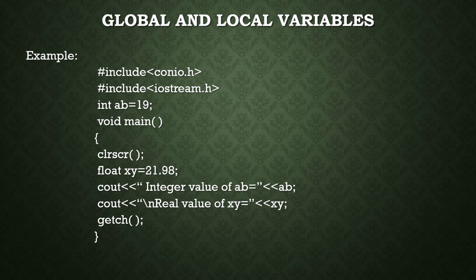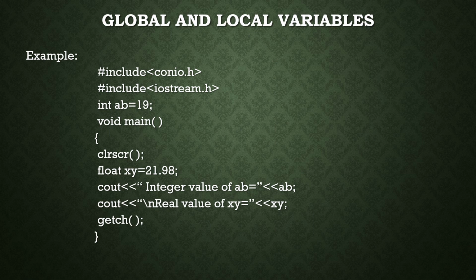Here I have used only one function, that is our main function. But later on, when you study C++ programs in advance, you can use different functions, and the ab variable will also be accessible to those functions. But xy cannot be accessed by different functions. The scope of xy is within the main function only. You cannot access the xy variable outside the main function.